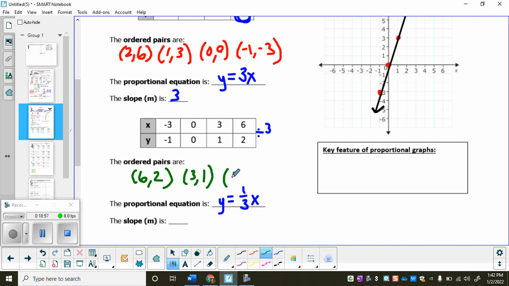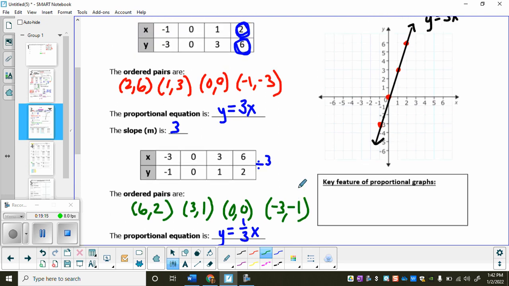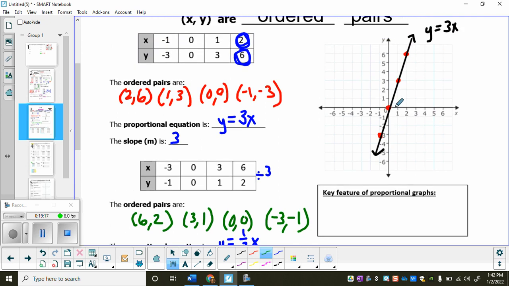My input is 0. I take 1/3 of 0, and I still get 0. And for the last one, if I take 1/3 of negative 3, so if I input a negative 3 and take 1/3, my answer, the output, would be a negative 1. So now let's go plot these points, okay? In green, I'm going to go over 6, up 2. I've got a 3, 1, and these are still right here in the table of values.